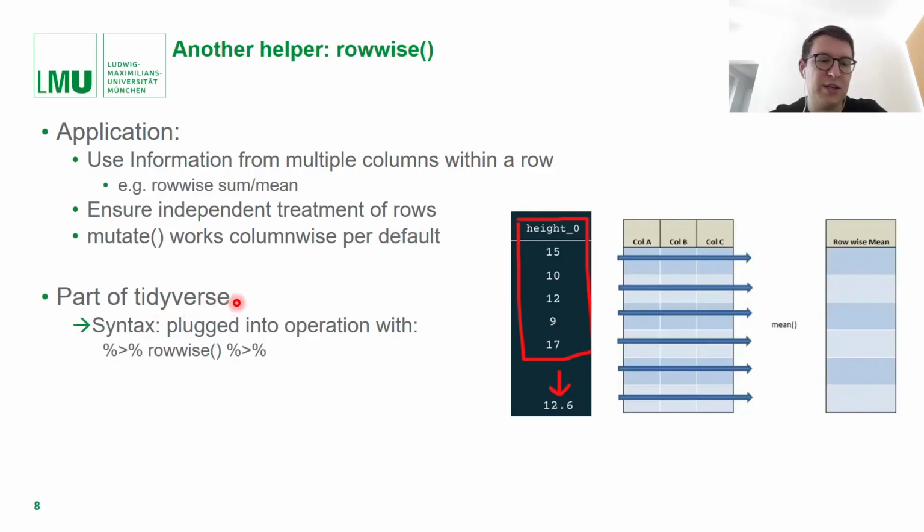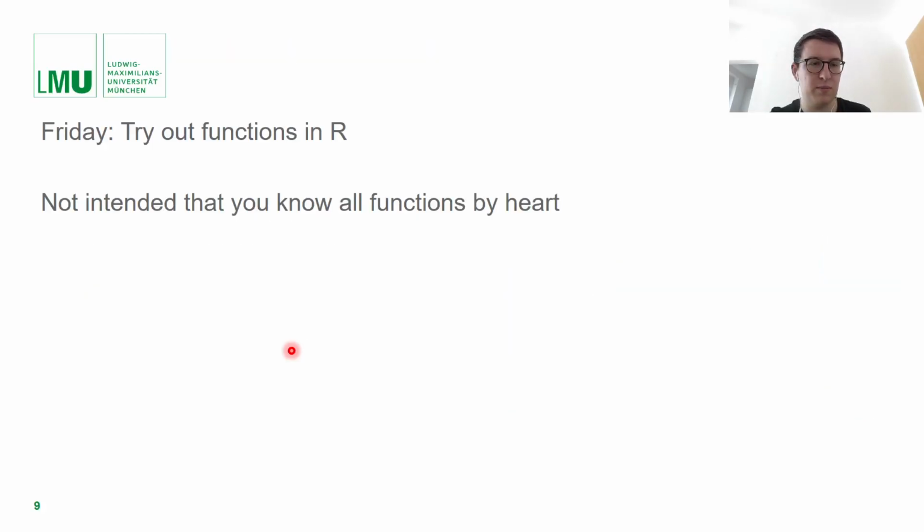I told you it's part of the tidyverse, so the syntax is already quite understandable for all of you, of course. It's just plugged into your data wrangling or whatever operation with the pipe, then rowwise, and then pipe again. And then you just continue with, let's say, your mutate function or whatever function that you're currently working on.